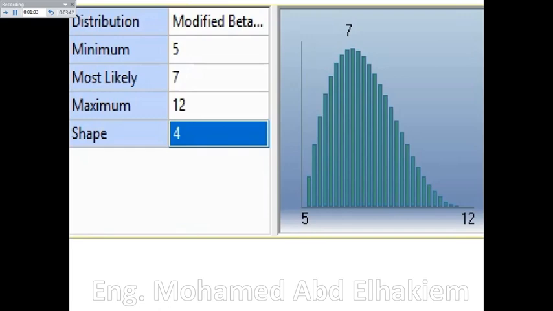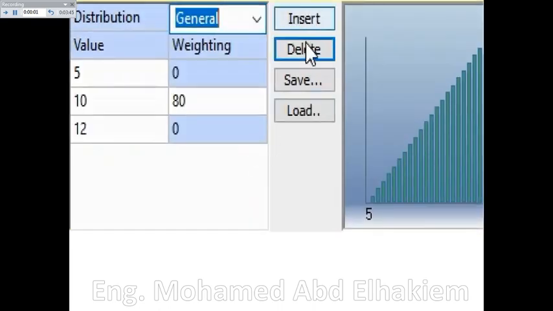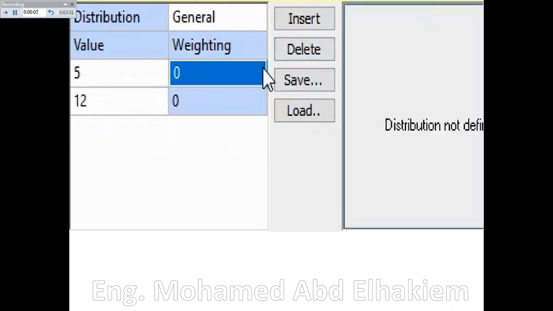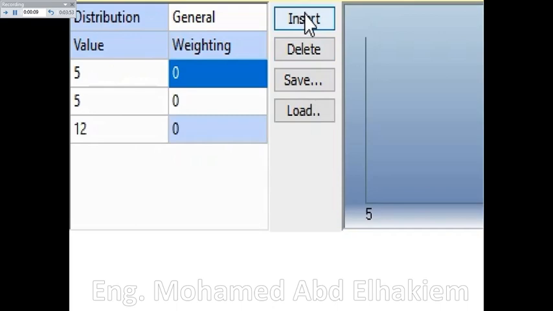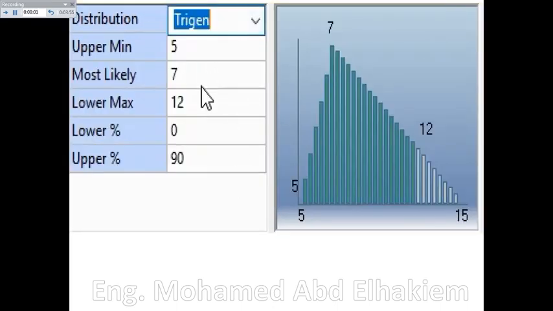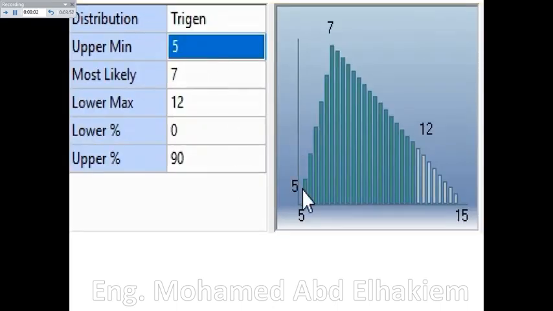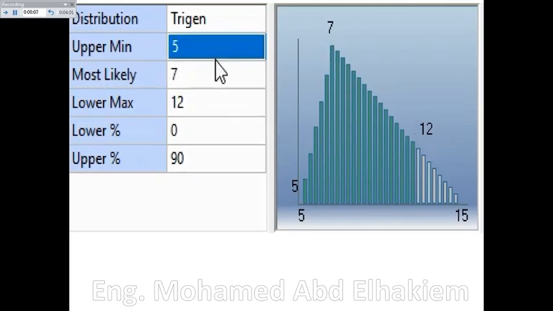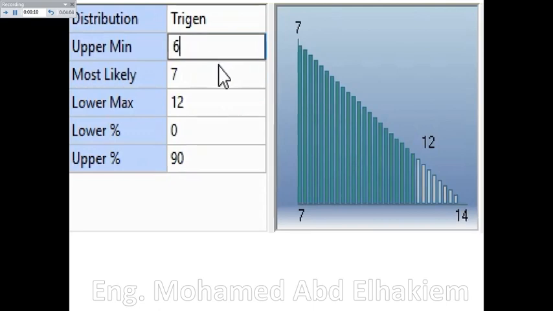General distribution. Allows an unlimited number of weighting value pairs to be entered to represent the distribution. Trigen distribution. May be used when it is considered that the extreme values given do not approach the perceived extremes. You may assign a percentage value to those extremes.